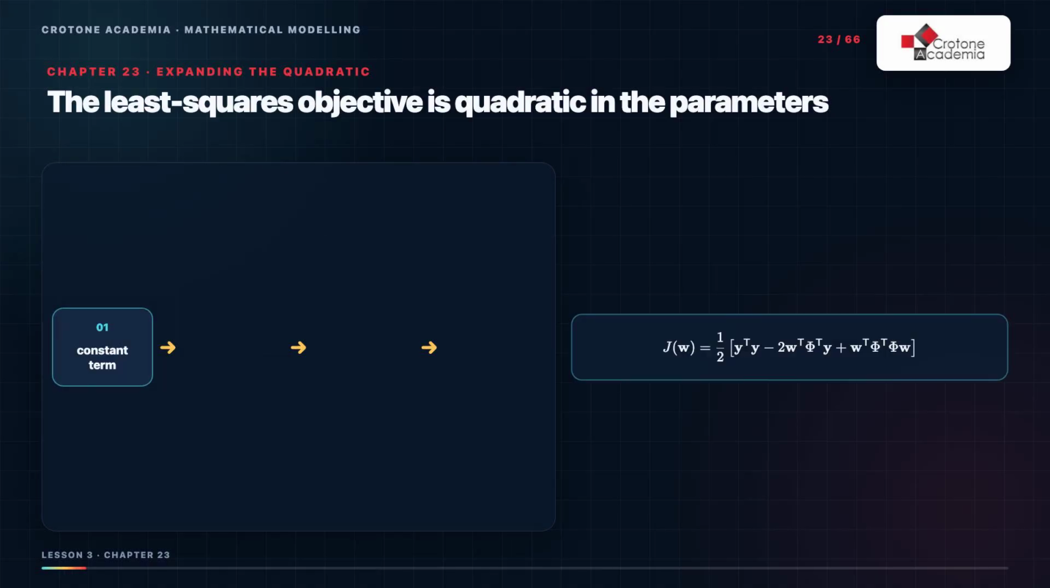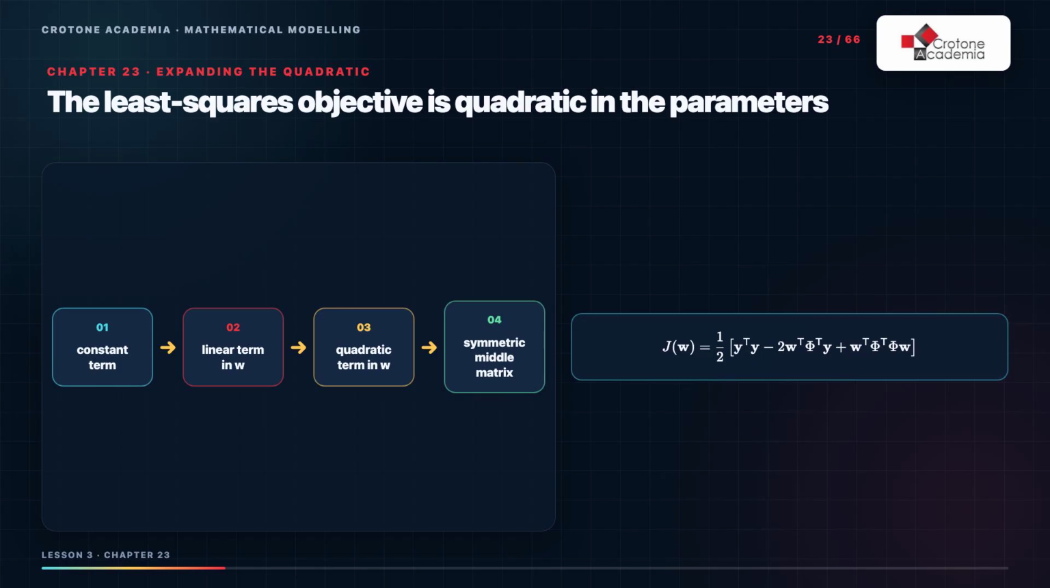Expand the product carefully. The first term, y transpose y, does not depend on w. The two cross terms combine into -2 w transpose phi transpose y. The final term is w transpose phi transpose phi w. The objective is therefore a quadratic function of the parameters. This algebraic bowl is the same surface we just pictured.